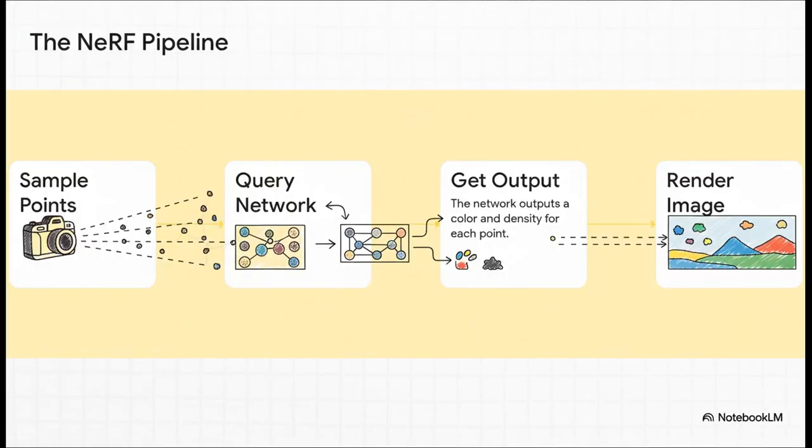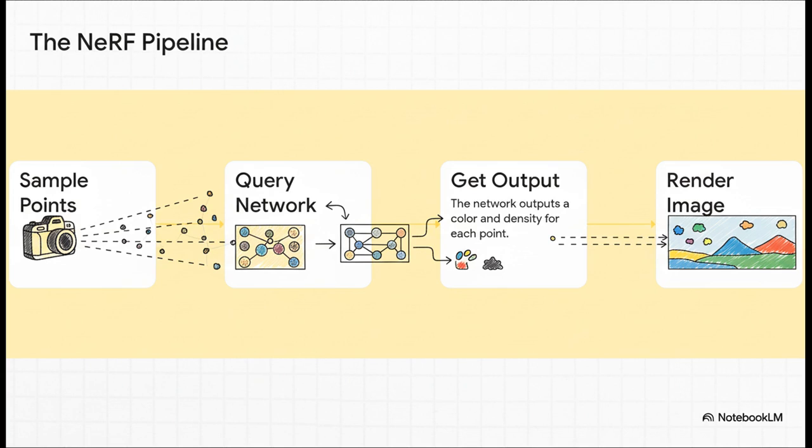Okay, so this shows the whole pipeline in action. To create a new image, we start by shooting a ray from our virtual camera through a single pixel out into the world. Along that ray, we sample a bunch of points. For every single one of those points, we ask the NeRF network our question: what color and density is here from this viewing angle? The network gives us an answer for each point. Then, we just use a classic technique called volume rendering to basically add up all those colors and densities to figure out the final color for that one pixel.